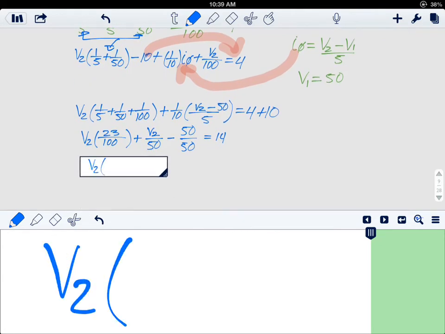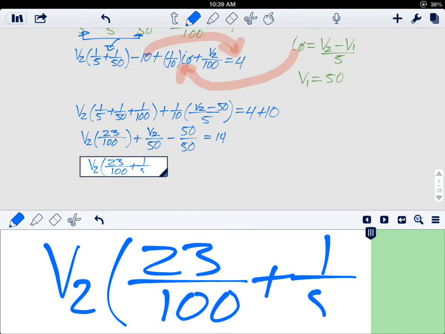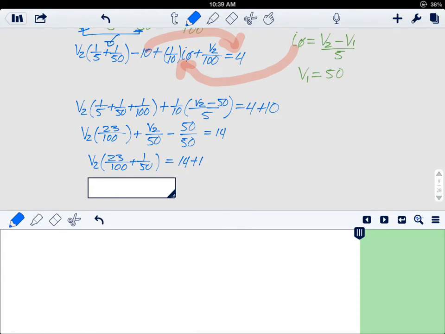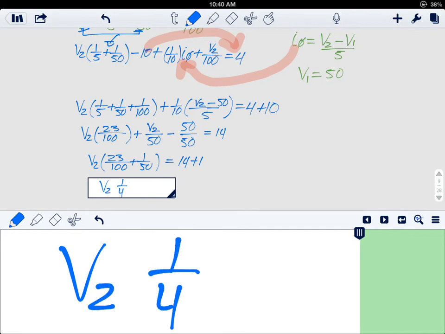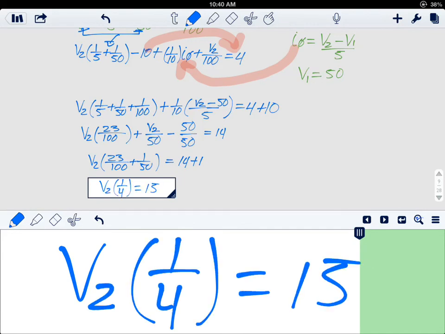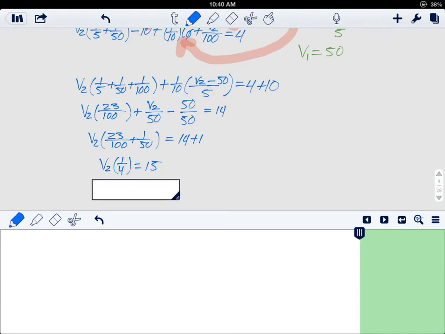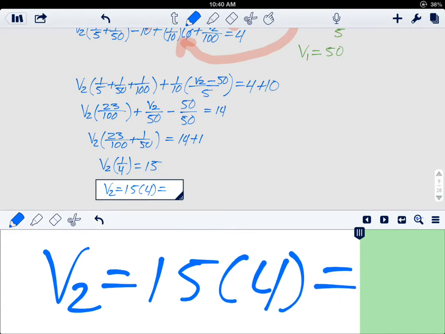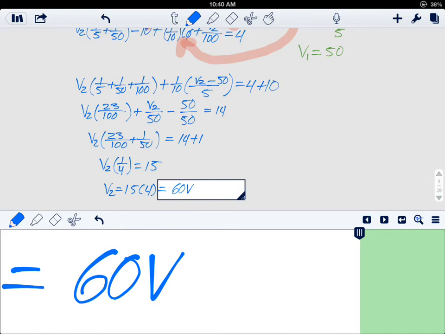Now again I have voltage 2 times 23 over 100 plus 1 over 50 equals 14 plus 1. We have 23 over 100 plus 1 over 50 is 1/4, equals 15. And we can say that voltage 2 is equal to 15 times 4. That's equal to 60. And there you go.